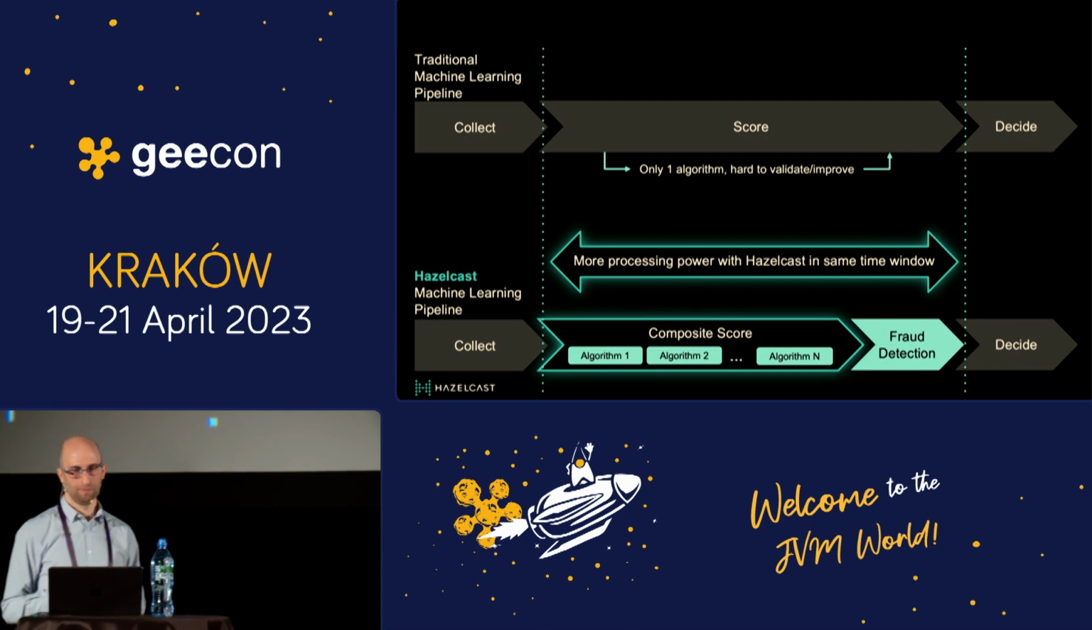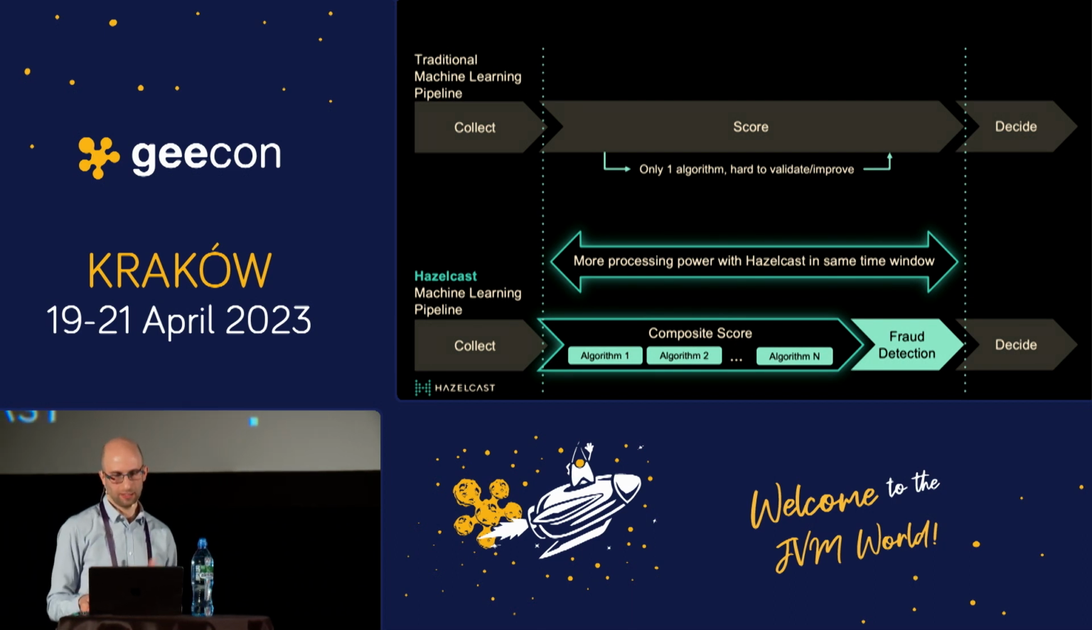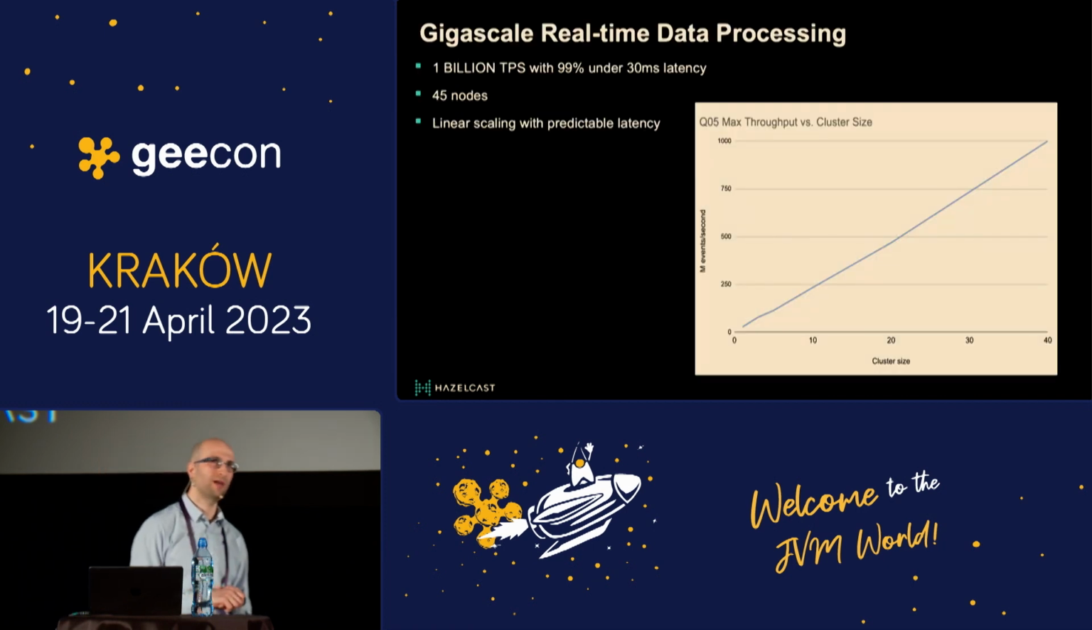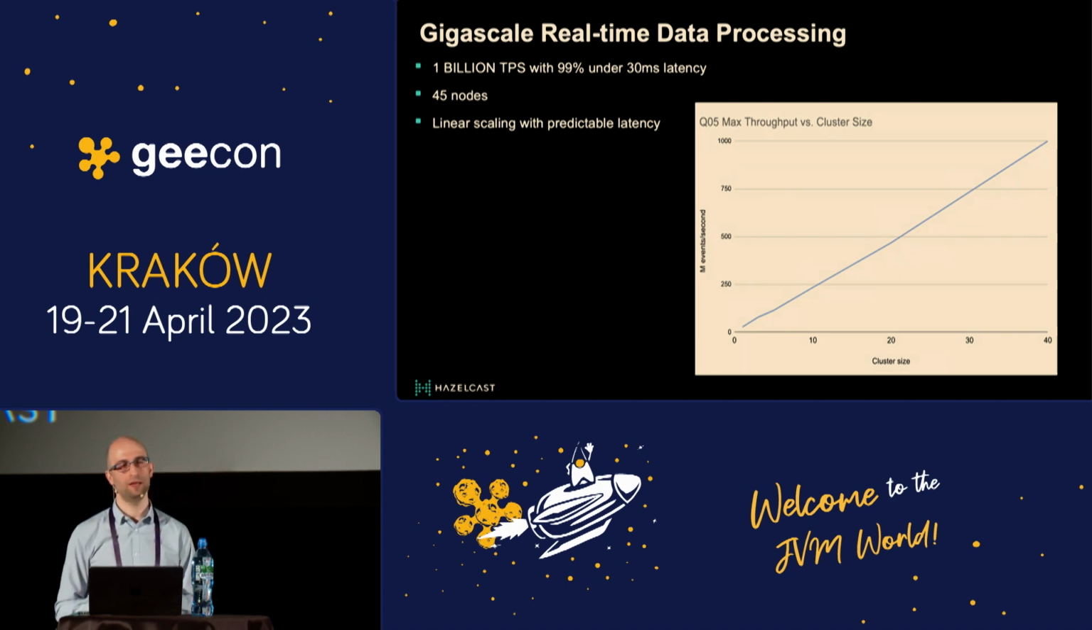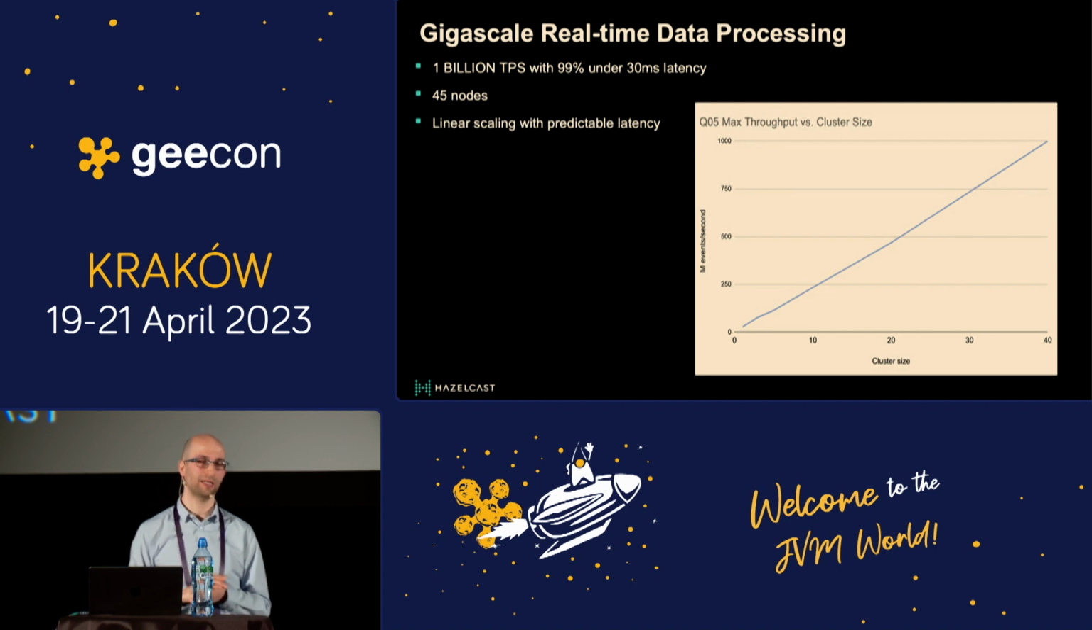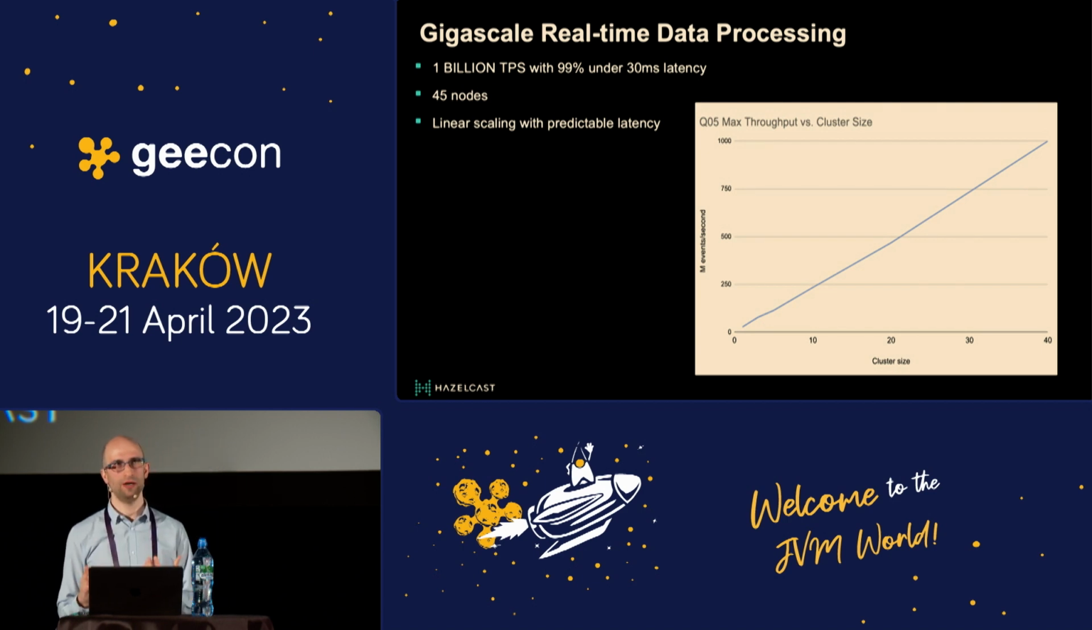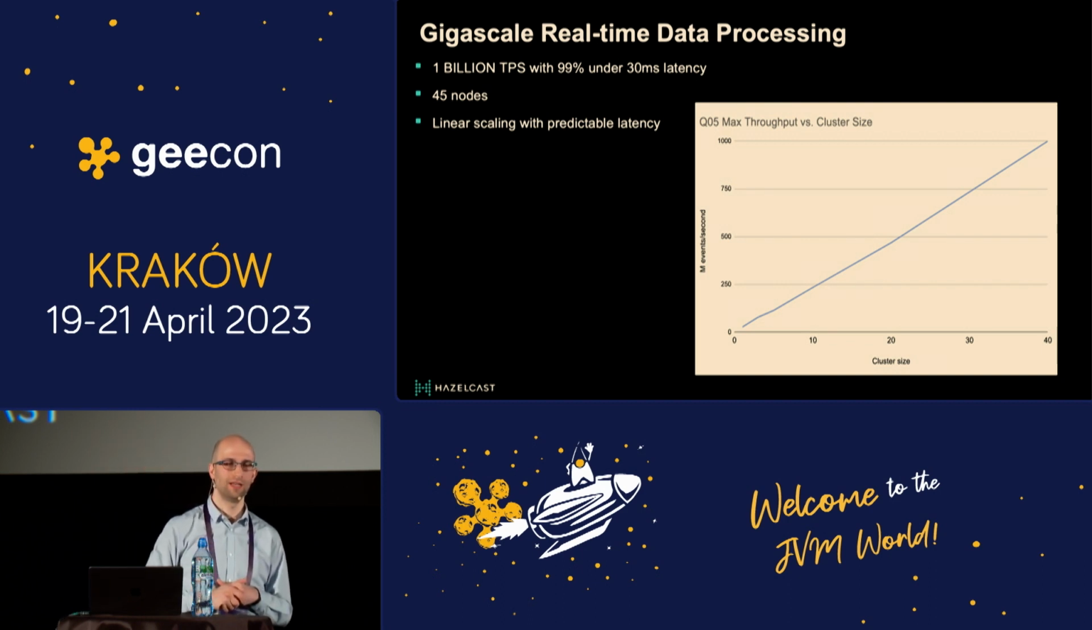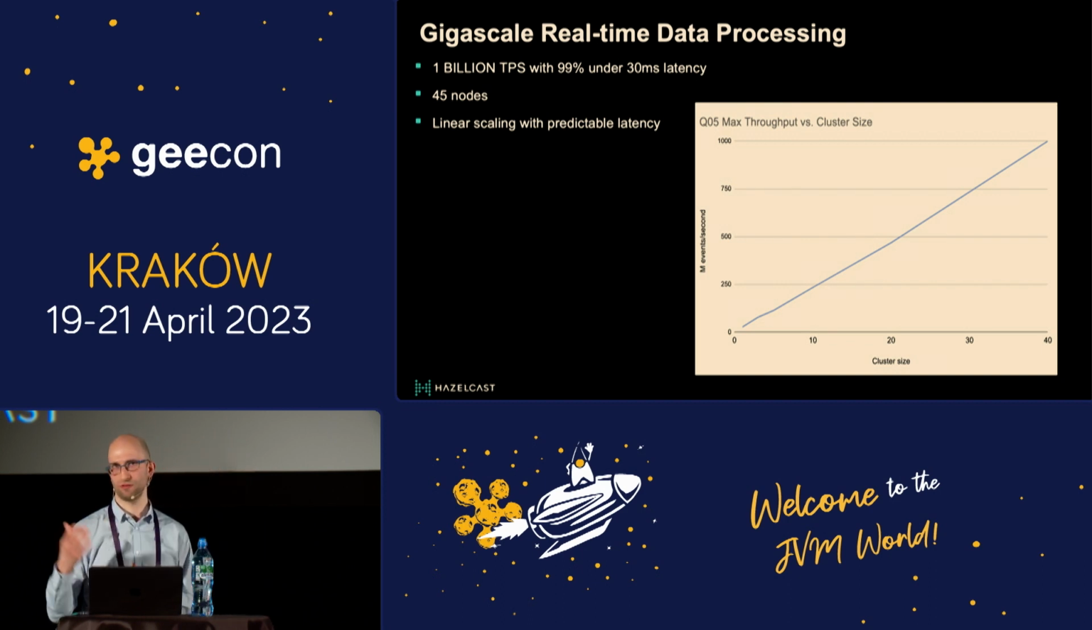Now, we have done a study to see how you can scale this type of application. We managed to run 1 billion transactions per second at 99% accuracy with just 30 milliseconds latency. And the cool thing about it is the linear scaling, and this was just on 45 nodes. So you can see you just need to add more nodes if you have more data. Now, I just want to show you how you can deploy it.